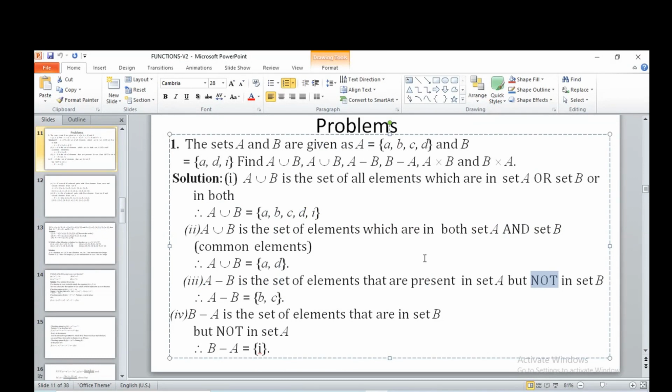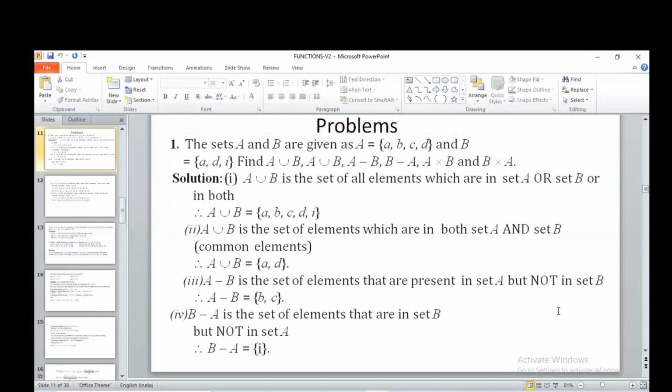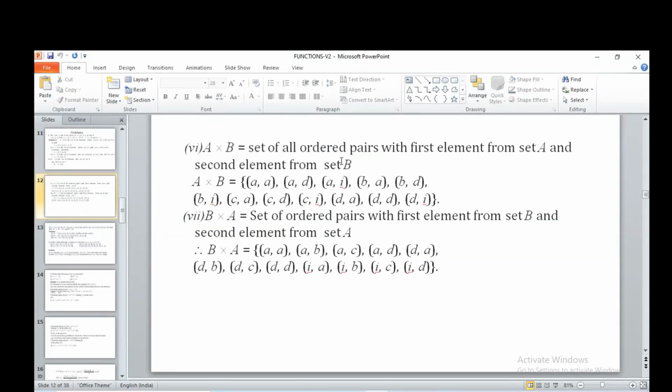So here A minus B is B, C, and also B minus A. See here we are having the answer as I. B minus A is the set of all elements that are in set B but not in set A. So always remember this 'not' part while you are subtracting two sets. Then A cross B and B cross A you can easily write: the set of all ordered pairs with the first element from set A and second element from set B.